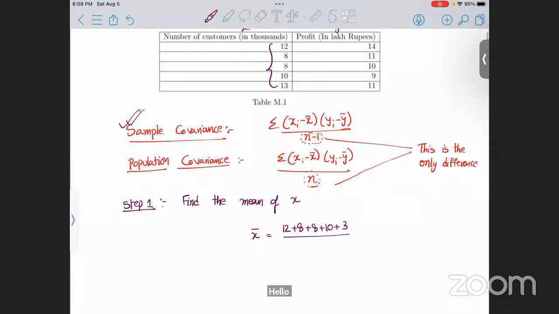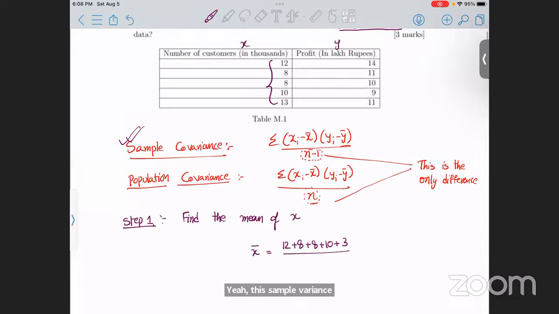Is this for quiz 2? Yeah, quiz 2. So this sample variance and covariance, is this coming in quiz 2? Yeah, there might be a possibility, okay?